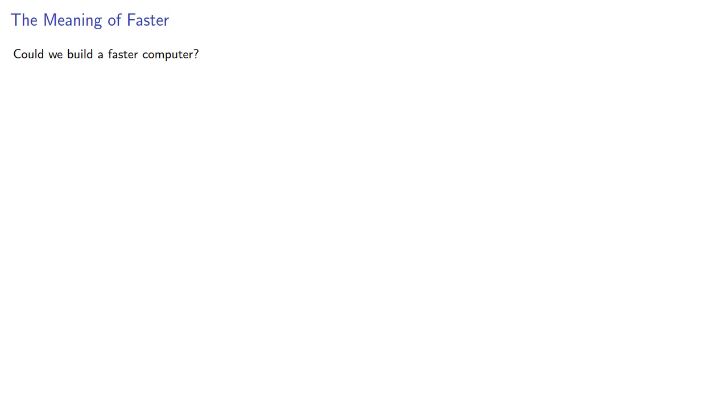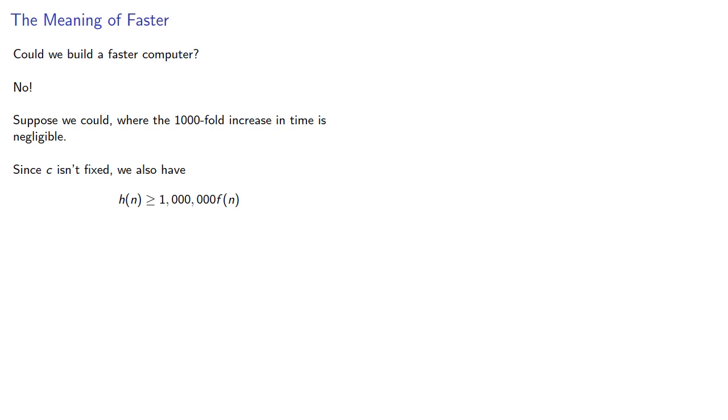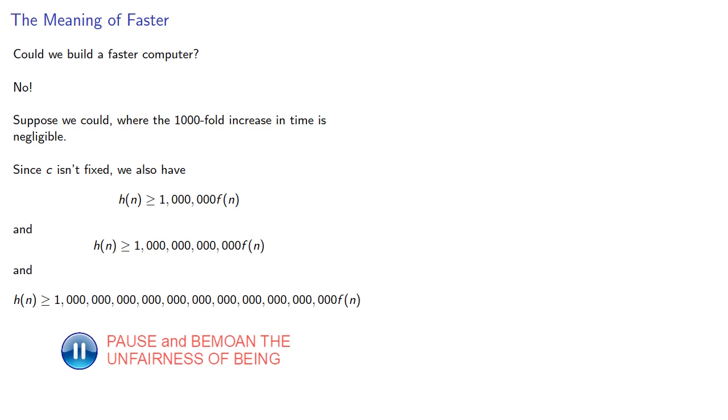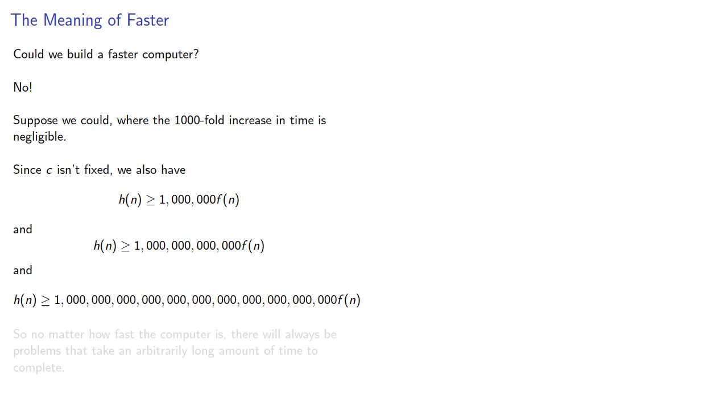Now, could we build a faster computer? And the answer is no. Suppose we could, where the 1,000-fold increase in time is negligible. Since that constant multiplier isn't fixed, it's true for any value of c, we'd also have cases where h of n takes 1,000,000 times as long, or 1,000,000,000,000 times as long, or a lot longer. So no matter how fast the computer is, there will always be problems that take an arbitrarily long amount of time to complete.